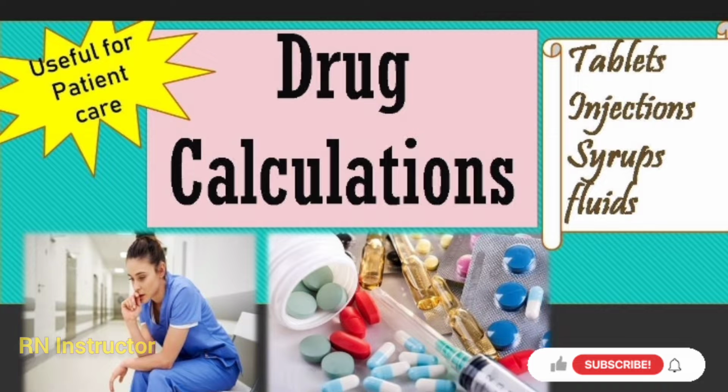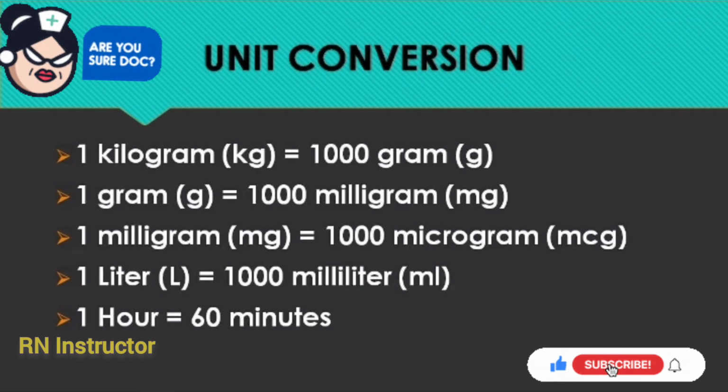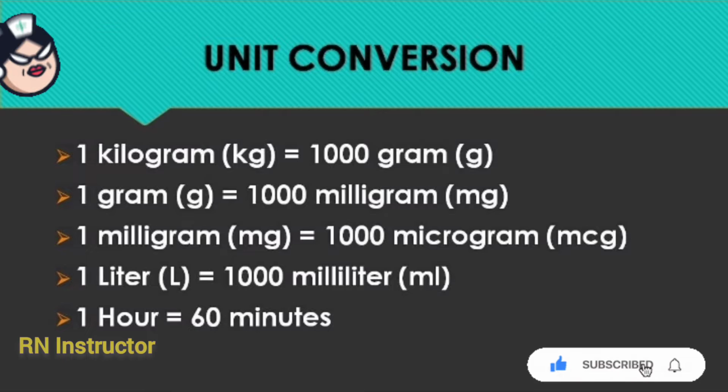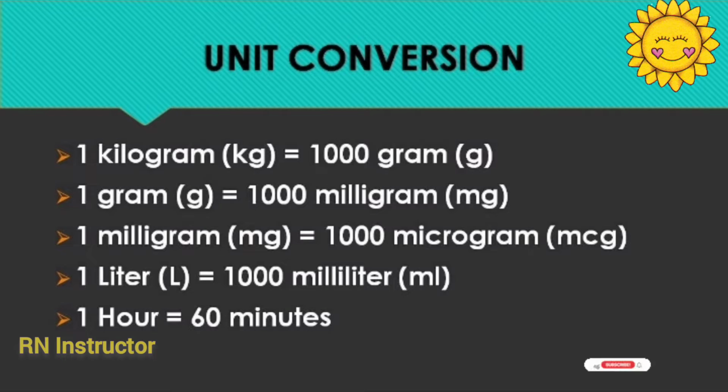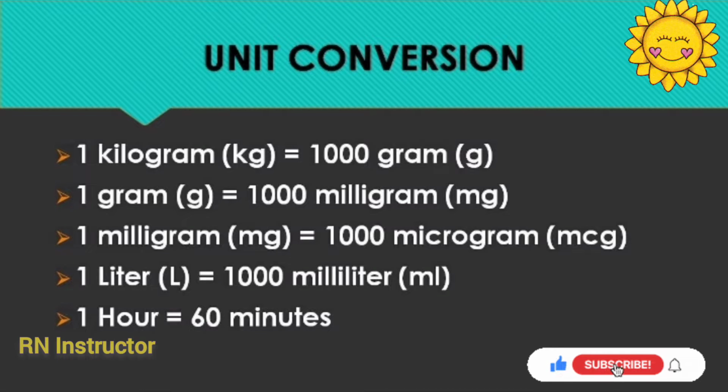Today we are going to talk about drug calculations. Let's begin with unit conversion. 1 kilogram is equal to 1000 grams. 1 gram is equal to 1000 milligrams. 1 milligram is equal to 1000 micrograms. 1 liter is equal to 1000 ml. 1 hour is equal to 60 minutes, right? This is very essential to continue with drug calculations.